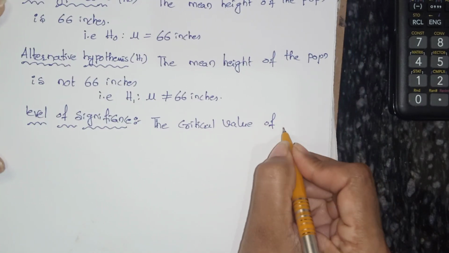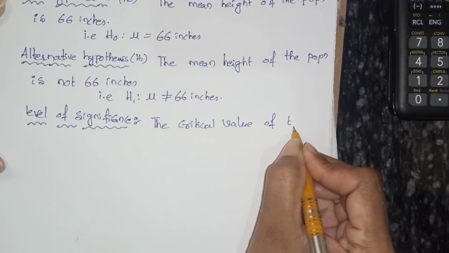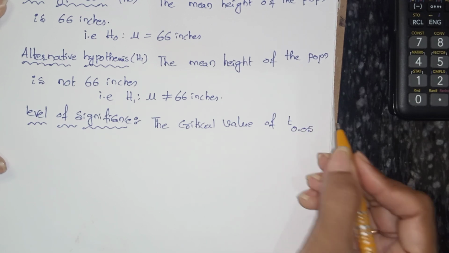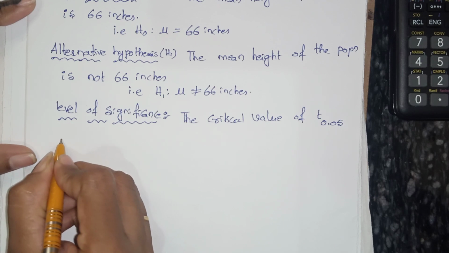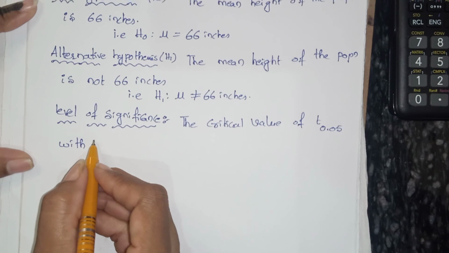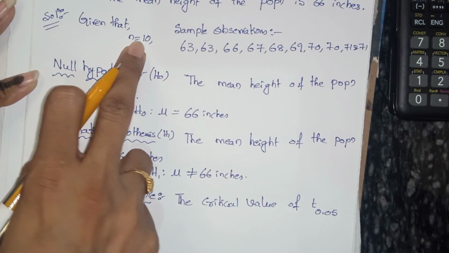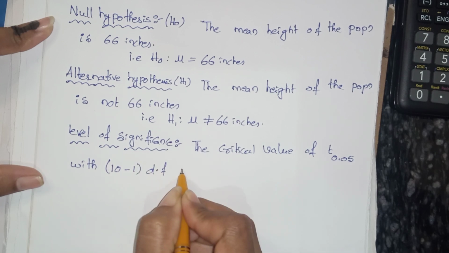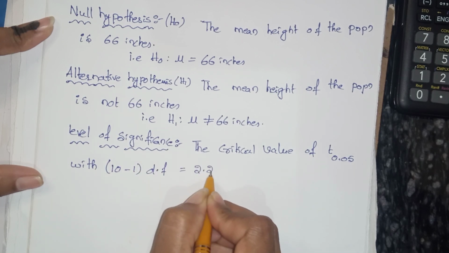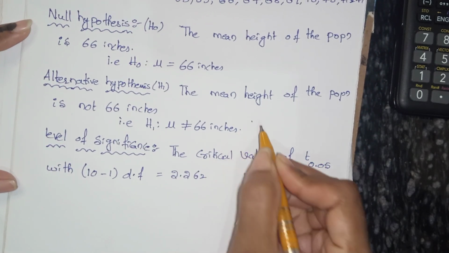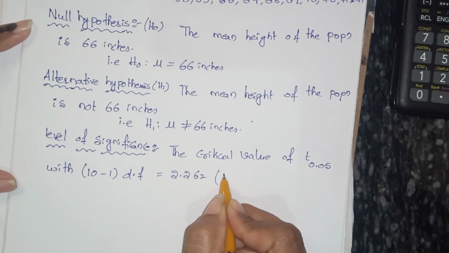of t, that means the t distribution at 0.05 level of significance with n minus 1 degrees of freedom. N minus 1: the n value here is 10, that means 10 minus 1 degrees of freedom equals 2.262. Here we have used a two-tailed test. Now this is the table value of two-tailed.